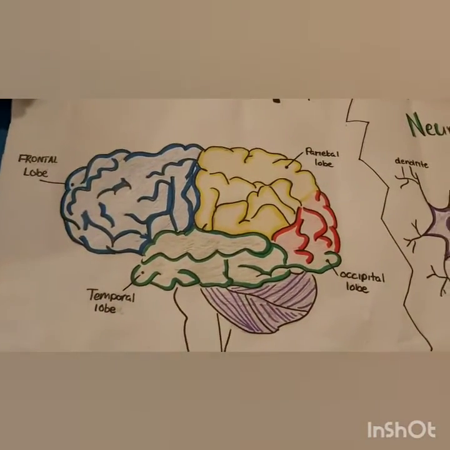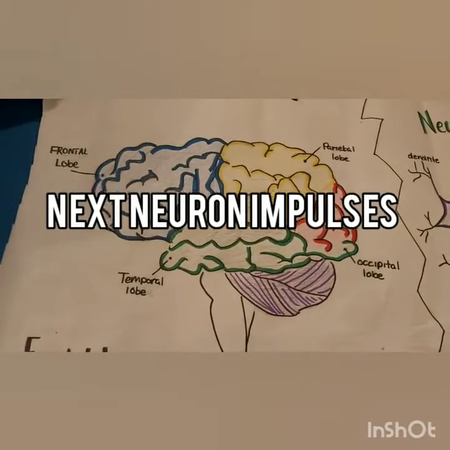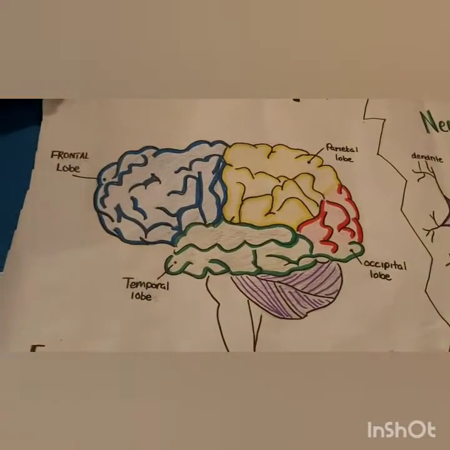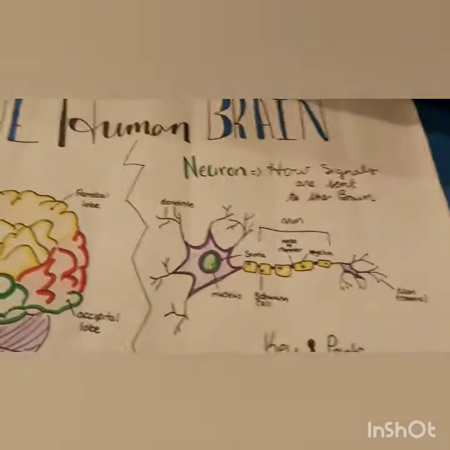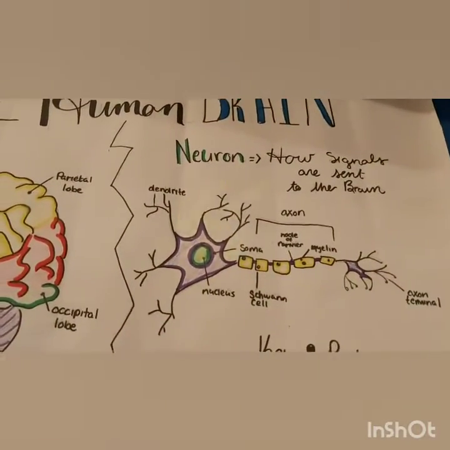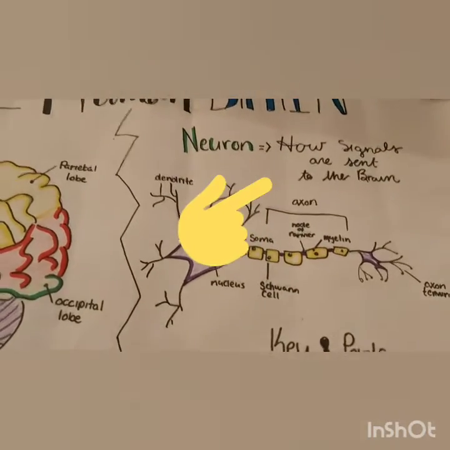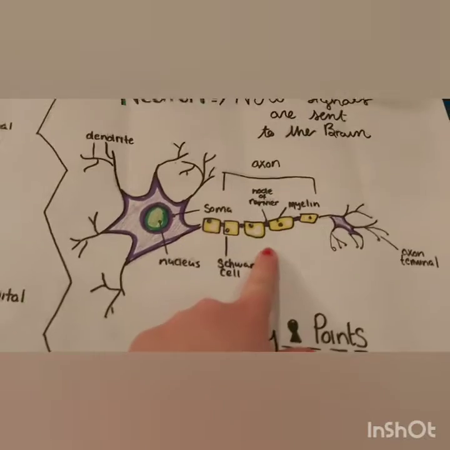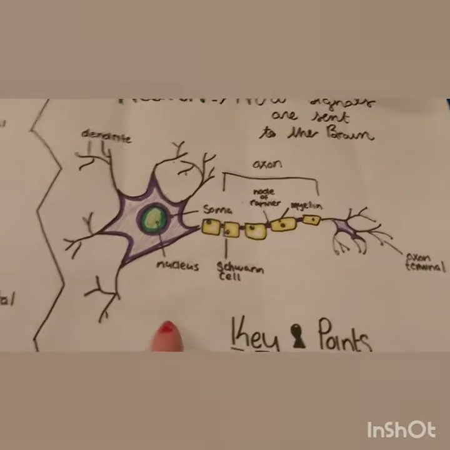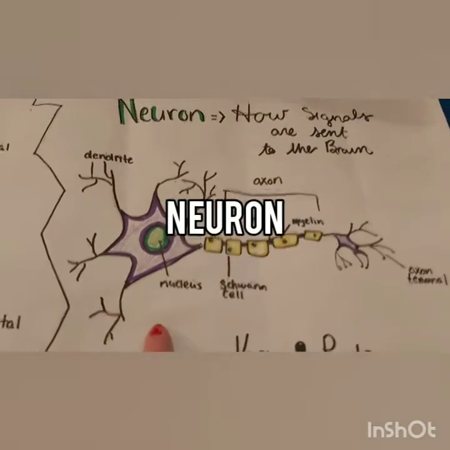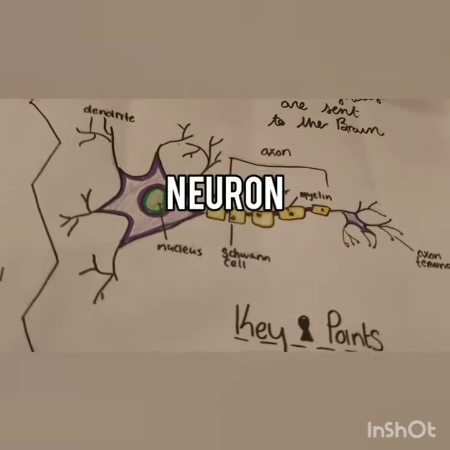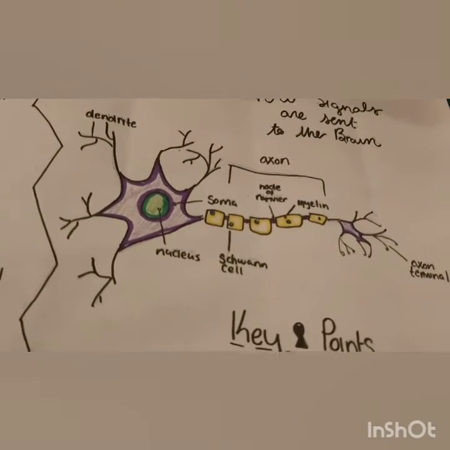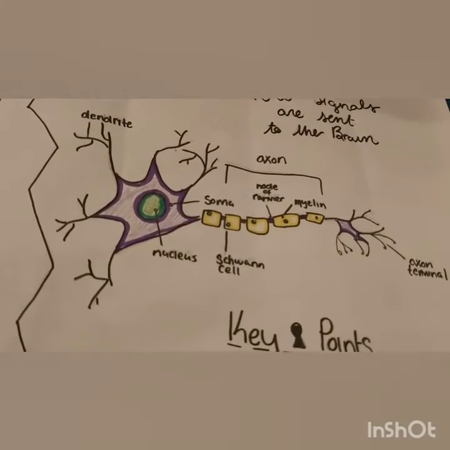Now we're going to move on to neurons, how signals are sent to the brain. Let's start off with the structure right here. What is this, you may be wondering? This is a neuron. Now let's go over the roles of a neuron and what exactly a neuron does.